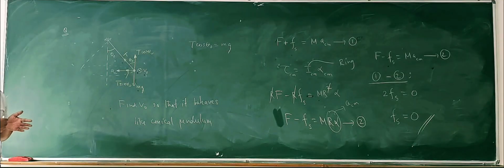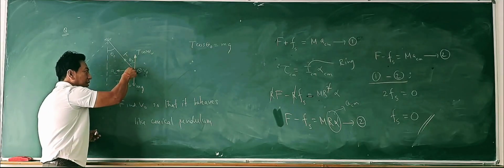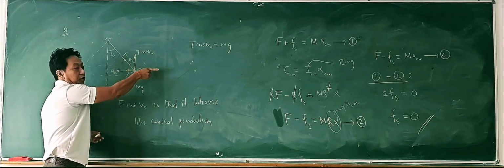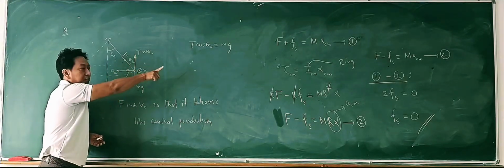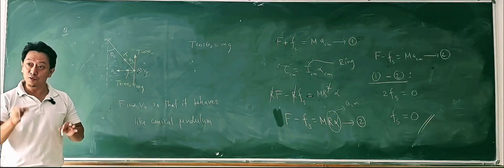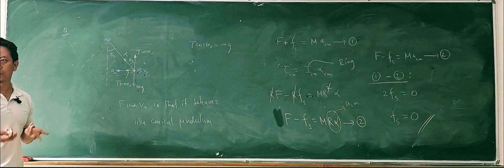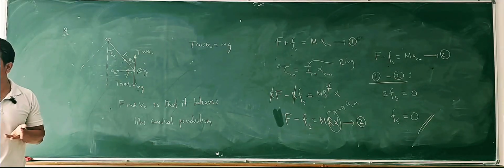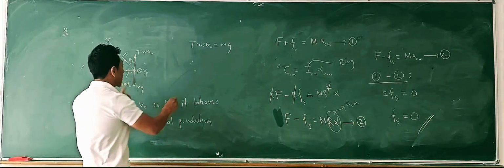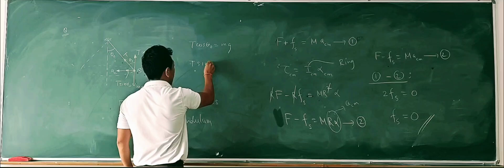From the ground frame we are doing, no? Of course, if you sit in this particle's frame, then here you will show a pseudo force. Then that pseudo force and this tension should balance if you study from the non-inertial frame. But let us study from the ground frame. In the ground frame we apply F equal to ma wherever there is net force. So T sin theta will provide what force? Centripetal force.